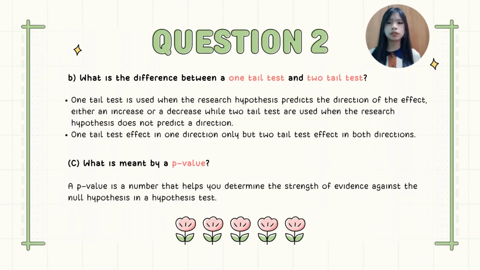A one-tail test is used when the research hypothesis predicts the direction of the effect, either an increase or a decrease, while a two-tail test is used when the research hypothesis does not predict a direction. One-tail tests also affect in one direction only, but two-tail tests affect in both directions. The p-value is a number that helps you determine the strength of evidence against the null hypothesis in a hypothesis test.